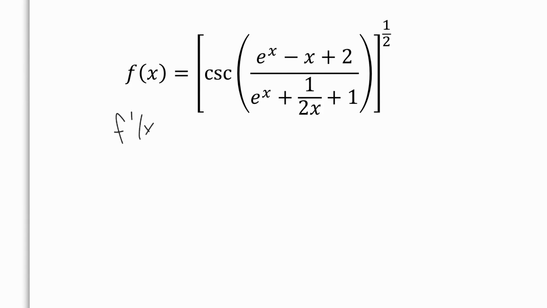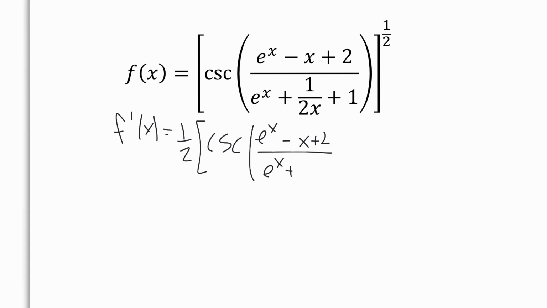So f prime x is going to equal 1/2 cosecant of e to the x minus x plus 2 over e to the x plus... Now I'm going to write this as 1/2 x to the minus 1, just to set it up for when we go to do a derivative later. We never like to leave our x in the bottom. We always like to write it as a power. This will be negative 1/2.